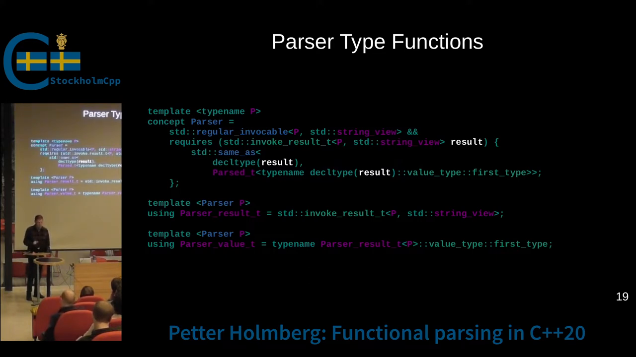But what's cool here, these are templates, but now we can constrain them with our concept. So instead of saying type name p, I'm saying parser p. So if you try to use this name with an int or something, it will fail to compile. Right, so that's a lot of new C++20 stuff.